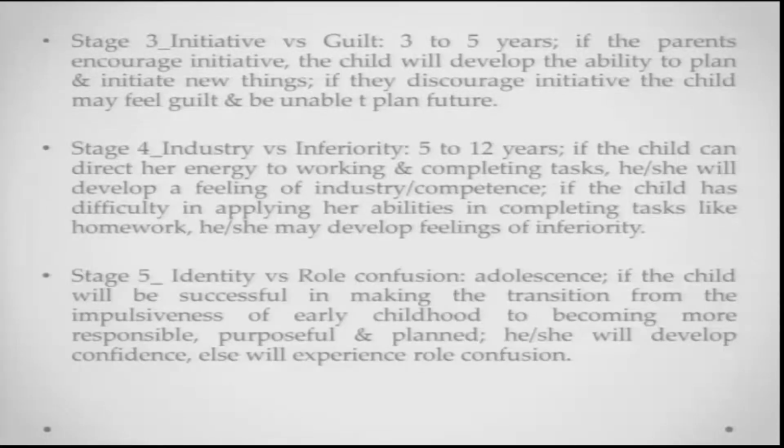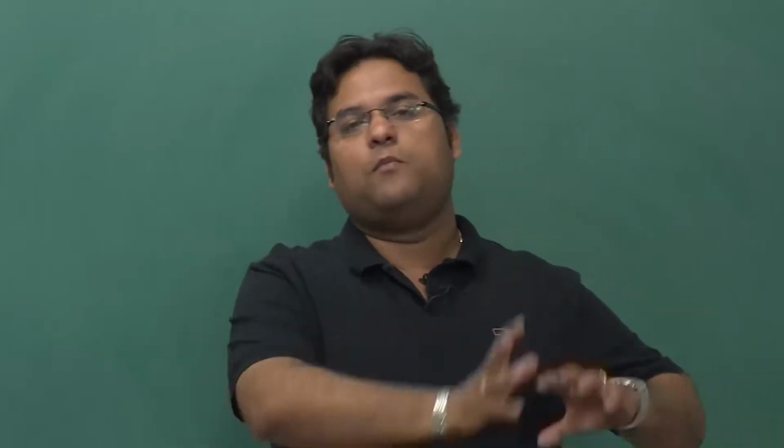If the child is successful in making the transition from the impulsiveness of early childhood to the maturity of adulthood or young adulthood, then the child will tend to be more responsible, purposeful and planned. He or she will develop confidence, or else the child will start experiencing role confusion. If the child has made this transition easily, has formed a proper identity because he has passed through earlier stages very well, then the child will have a sense of purpose about himself. If the child has not really come up through this, then probably the child will experience a lot of problems.